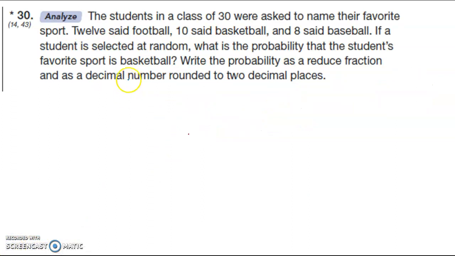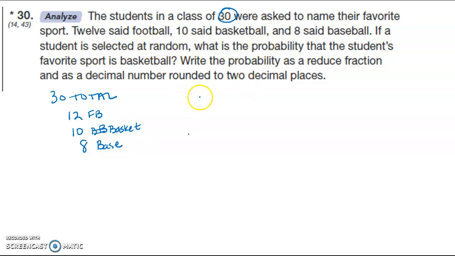All right, last question. The students in a class of 30 were asked to name their favorite sport. 12 said football. So 30 total. 12 said football. 10 said basketball. 8 said baseball. If a student is selected at random, what is the probability of the student's favorite sport being basketball?